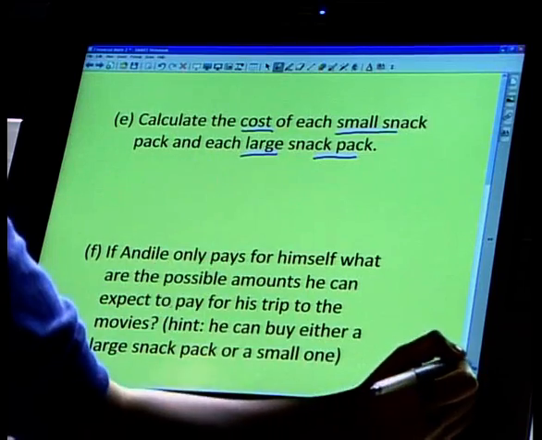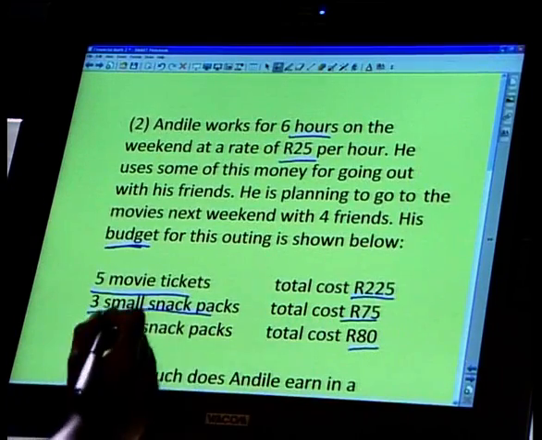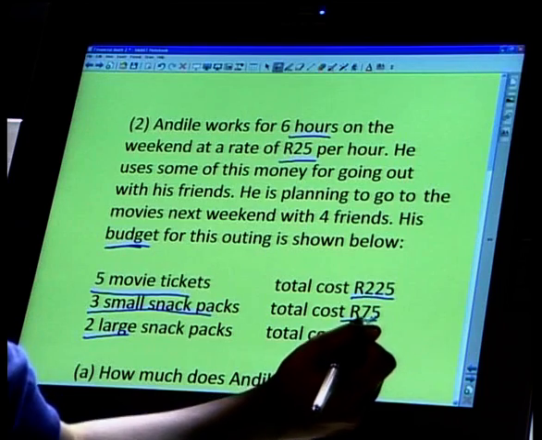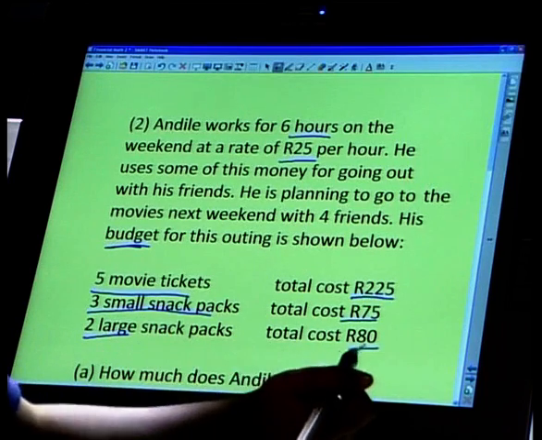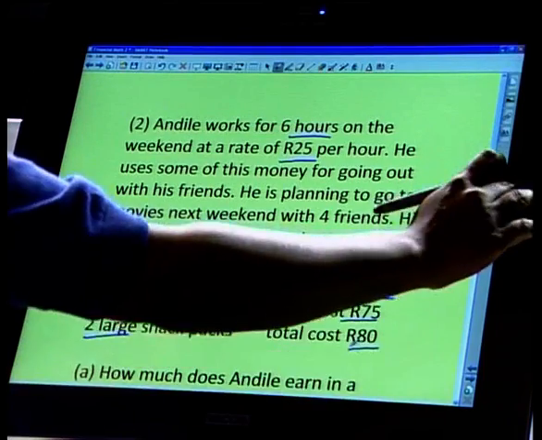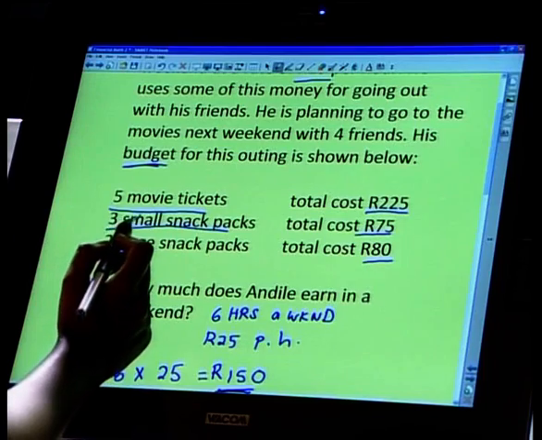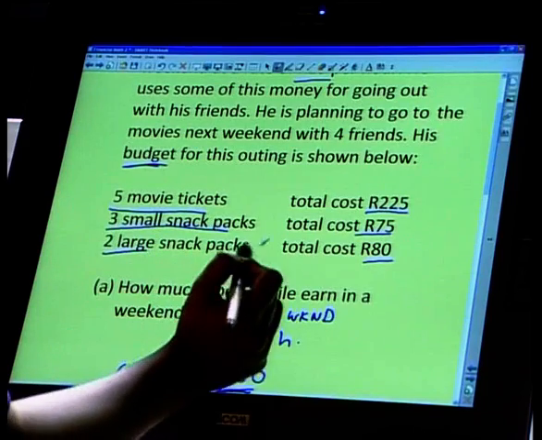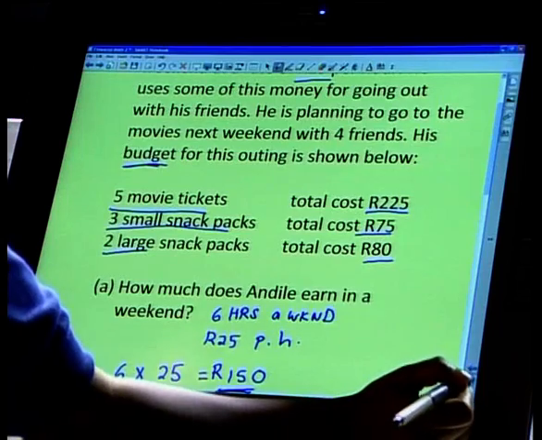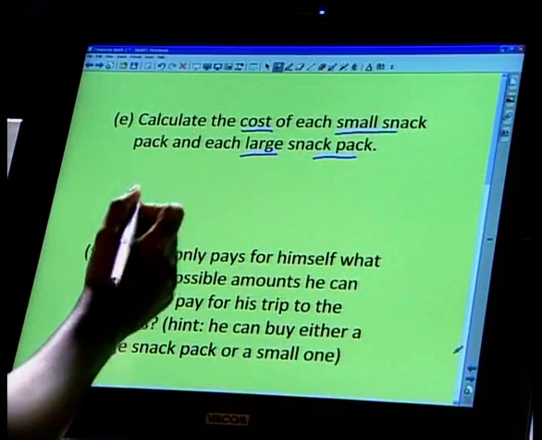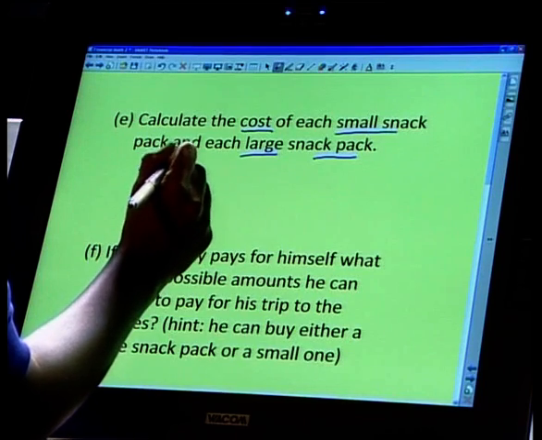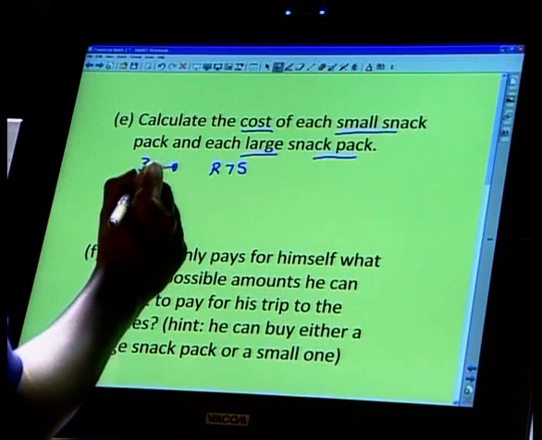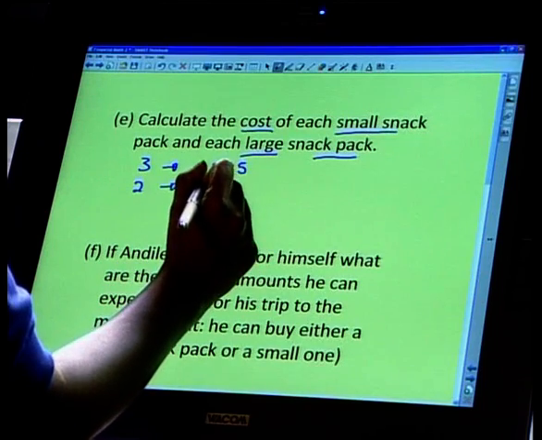Okay, so for that one, let's just go back. We know that the small snack packs in total cost 75 Rand, and the large snack packs in total cost 80 Rand. But 3 people, we don't know which 3, 3 of them are buying small, and 2 of them are buying large snack packs. So let's go back to the question. We know, let's write it down again. We've got 3 small packs at 75 Rand in total, and then 2 large snack packs at 80 Rand in total.